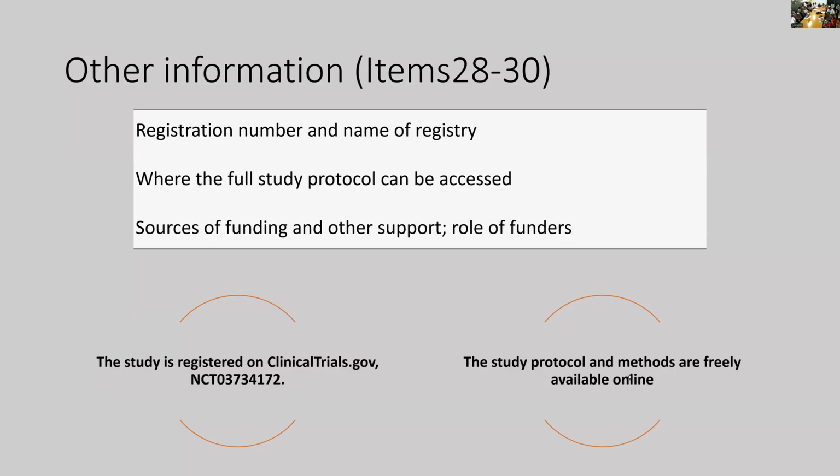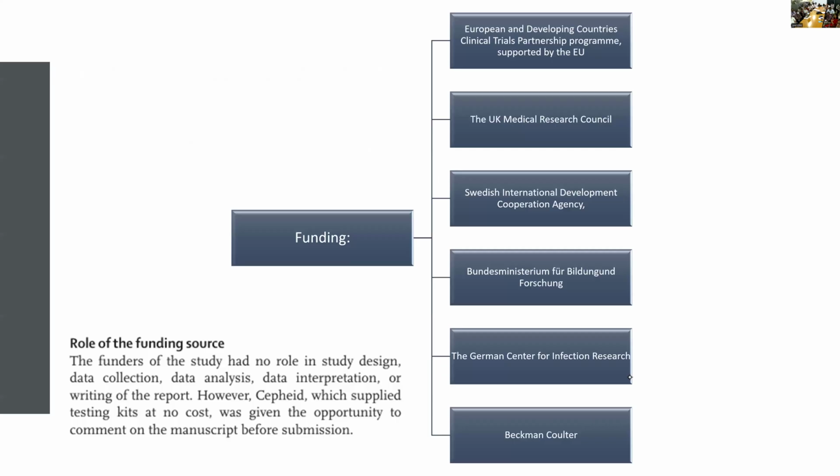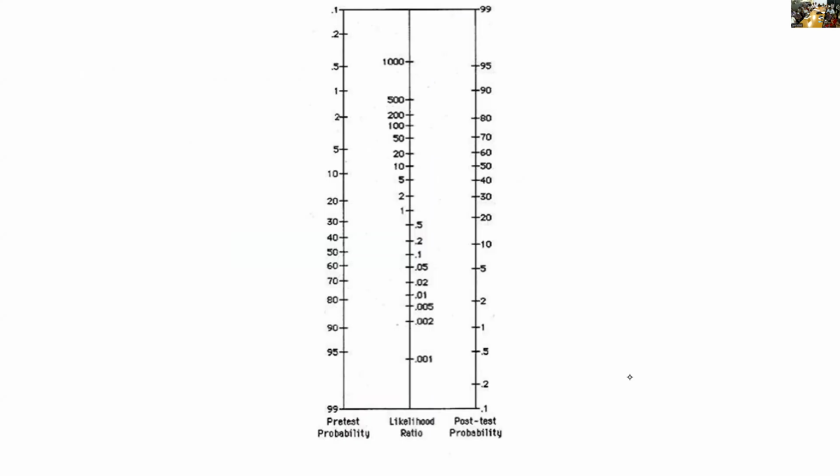And the last part of the study checklist, just look at the other information. So the study was registered on the clinical trials government registry, and the study protocol and methods are freely available online. So these are all the funders for the study, and none of them had any role in the study design, data collection, or data analysis. The kits were supplied by the company, and they were allowed to comment on the manuscript, but they didn't have any role in the manuscript writing.